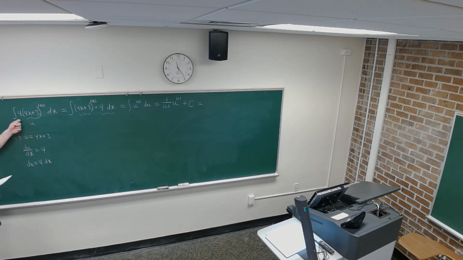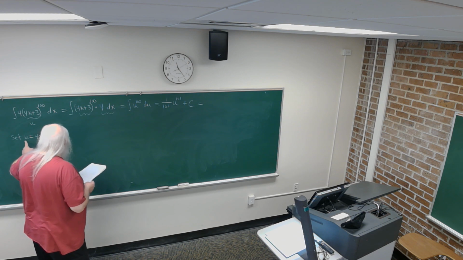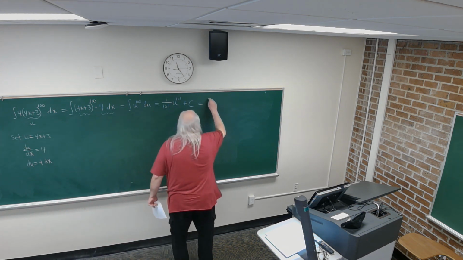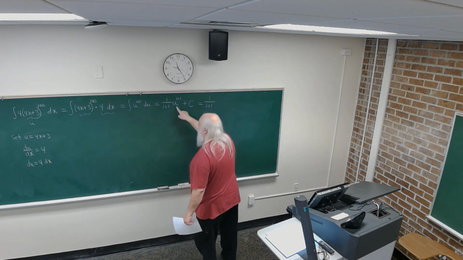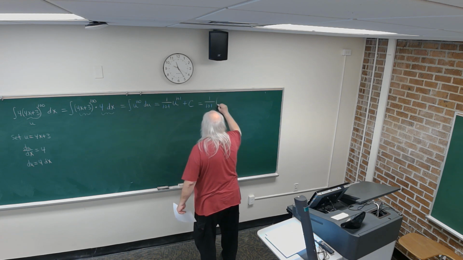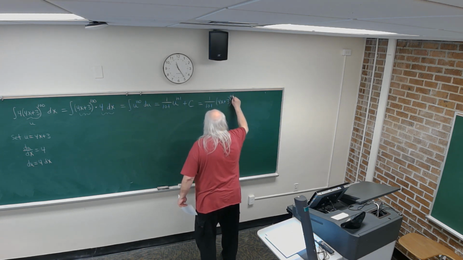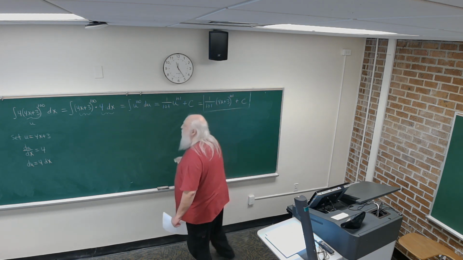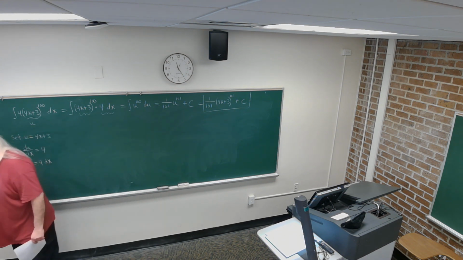Well, we need our antiderivative in terms of the variable x. So we do a reverse substitution. We set u equal to 4x plus 3. So we put 4x plus 3 in for u. And that in the box is the antiderivative of our original problem.